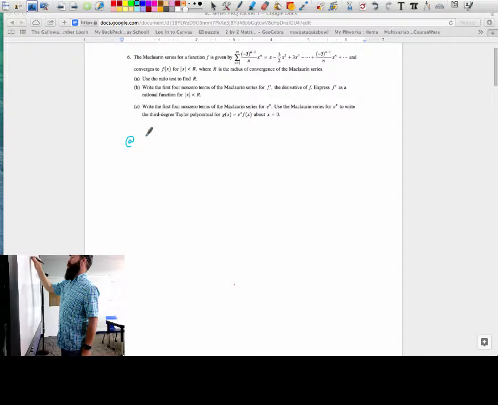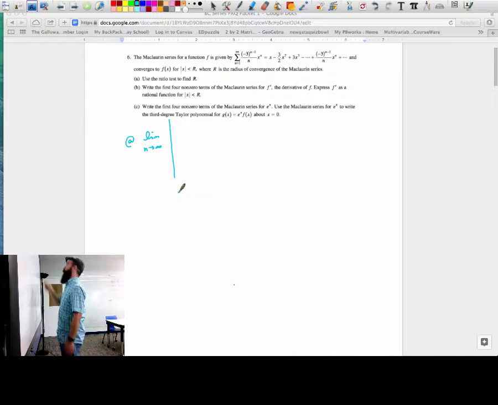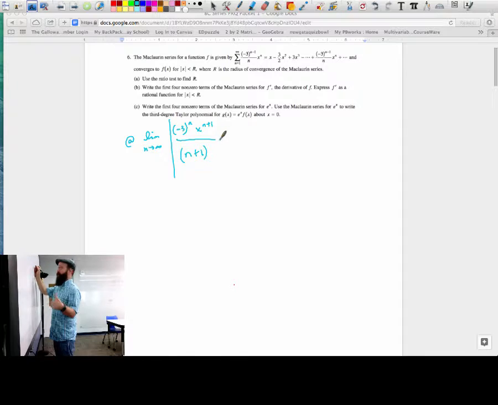So the ratio test is the limit as n goes to infinity of the n plus first term divided by the nth term, the absolute value of all that. So the n plus first term of this would be negative 3 to the n, x to the n plus 1 over n plus 1. And then instead of dividing by the nth term, I'm going to multiply by the reciprocal of the nth term, which is n over negative 3 to the n minus 1, x to the n.